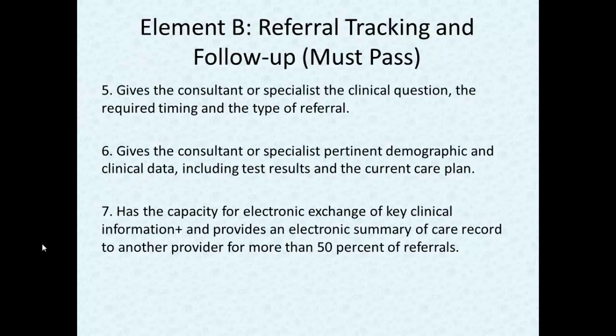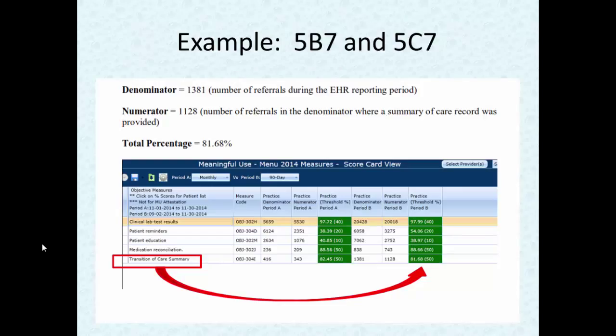And then number 7 is actually a meaningful use measure about summary of care transitions. Again, you're either meeting that 50% requirement or you're not. If you are, we can use your meaningful use report to prove that you're providing that electronic summary of care record information to specialists. This is just an example of one practice we work with where we use a meaningful use report. And if you look there, the example says 5B7 and 5C7. 5C7, which we haven't talked about yet, you can use the same meaningful use report for that that you also use for 5B7.